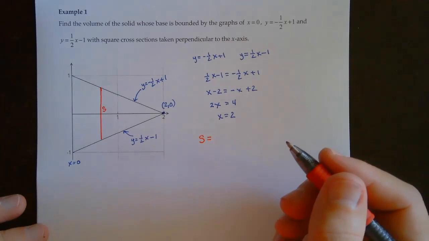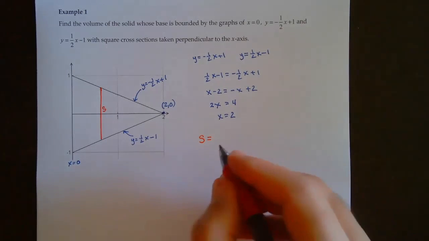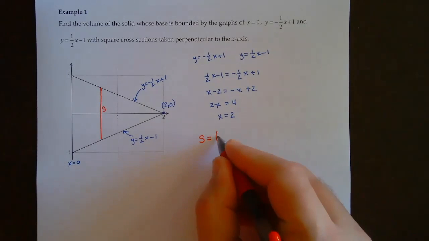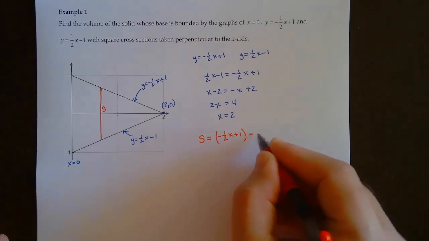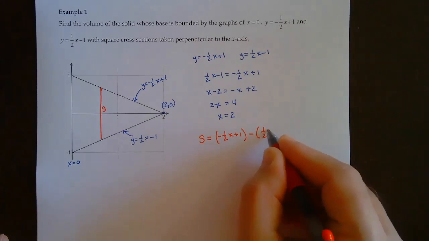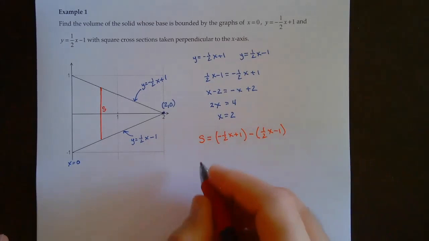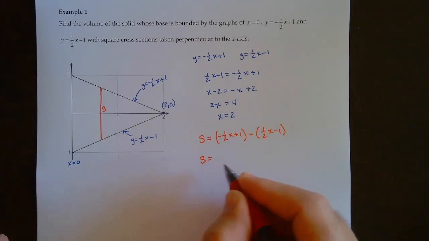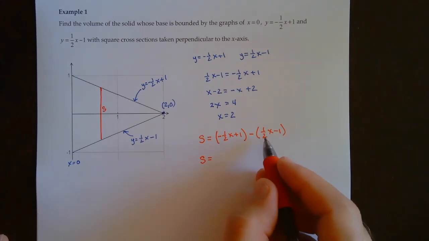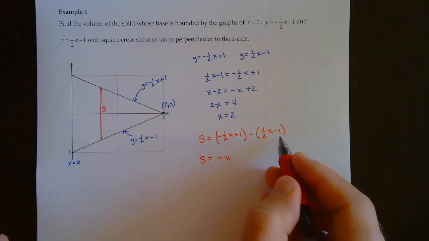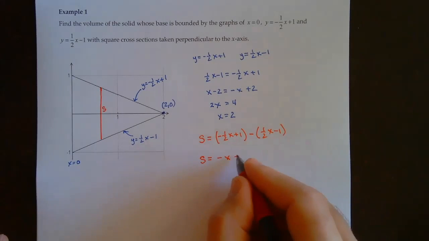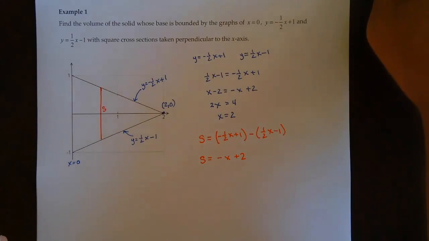Well, once again, it's top minus bottom, okay? So the top curve is negative 1/2 x plus 1 minus the bottom curve, which is 1/2 x minus 1, okay? So that would give you a side length of negative 1/2 minus 1/2 x, so that'd be negative x. 1 minus negative 1, that'd be 1 plus 1, which would be plus 2. Okay, so our side length is that.